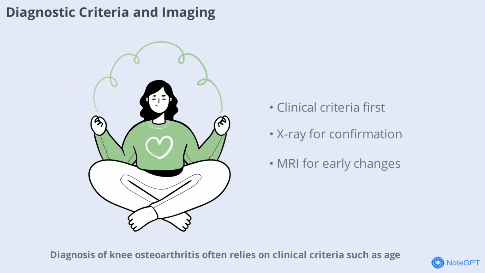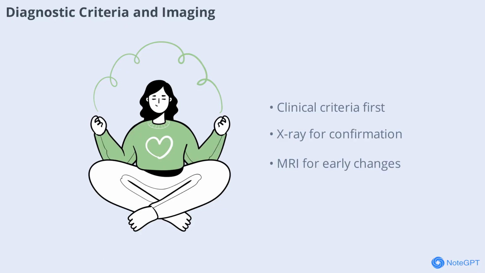These steps help differentiate OA from other causes of knee pain. Diagnosis of knee osteoarthritis often relies on clinical criteria, such as age, morning stiffness, crepitus, and bony changes. The American College of Rheumatology provides guidelines that combine history, physical exam, and sometimes imaging. While X-rays are the gold standard for confirming OA and grading its severity, MRI can detect early cartilage changes. However, radiographic findings don't always match symptom severity. Additional tests may be needed to rule out other conditions, especially in younger patients or those with unusual symptoms.